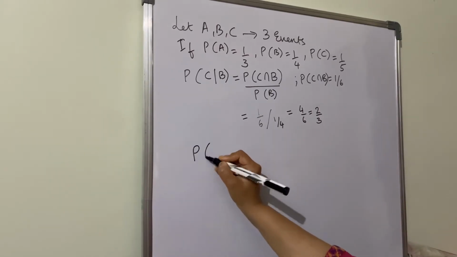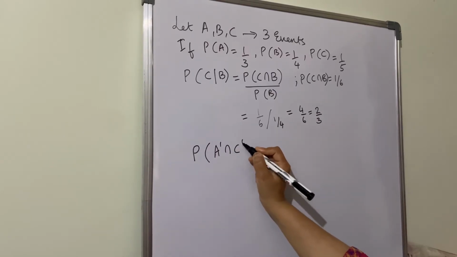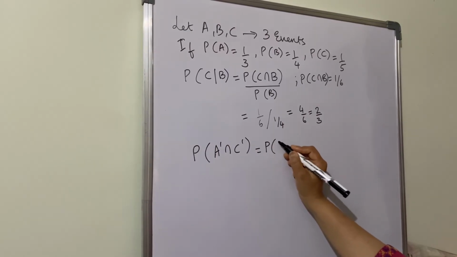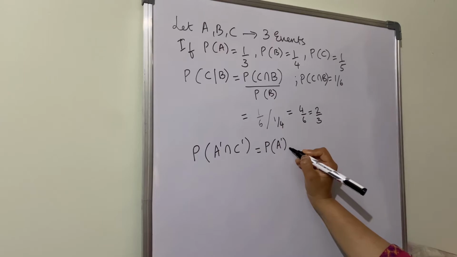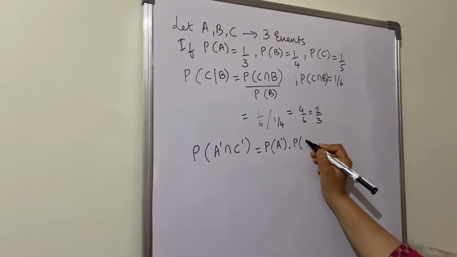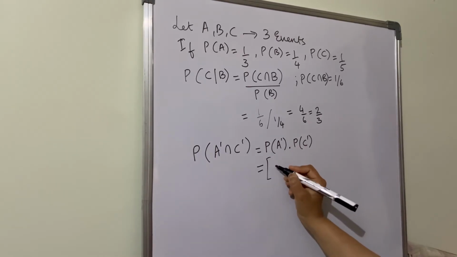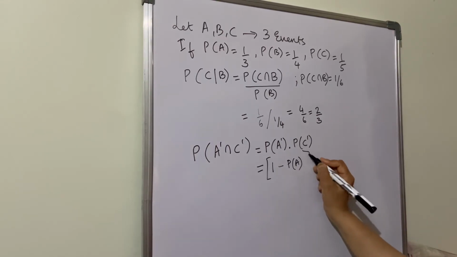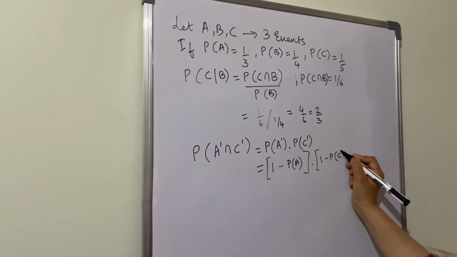Now, what is the probability of A dash intersection C dash? For this, we can take probability of A dash or probability of A complement into probability of C complement. We can find this value by subtracting probability of A from 1 into 1 minus probability of C.